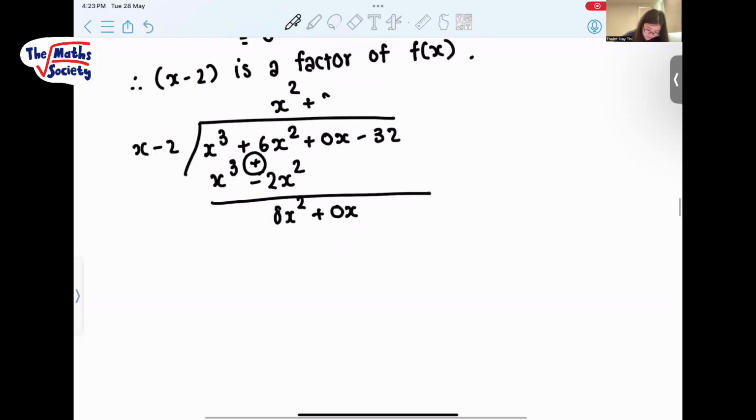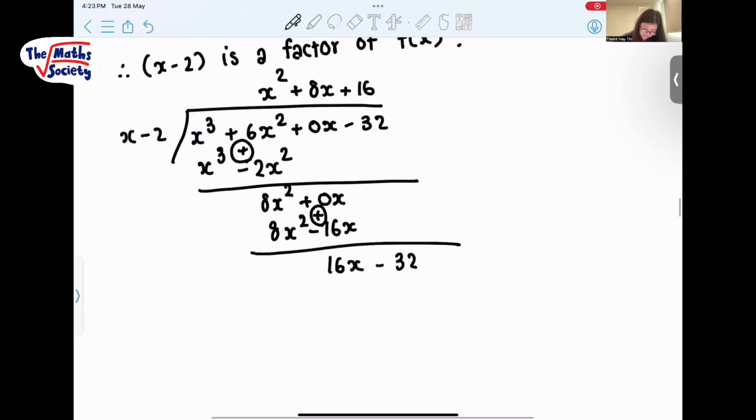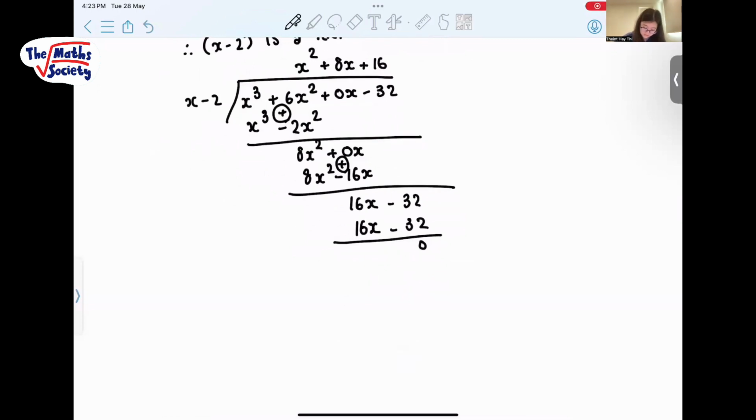And then you have plus 8x. So you have 8x squared minus 16x, and you subtract them, so you have 16x minus 32. Then you'll just plus 16, so 16x minus 32. So you get 0. So we now show that x squared plus 8x plus 16 is the other factor.